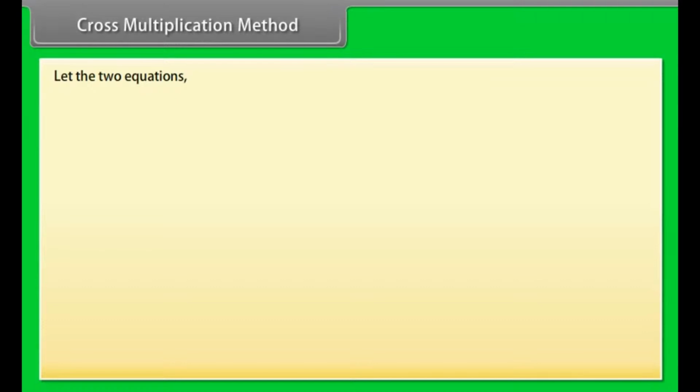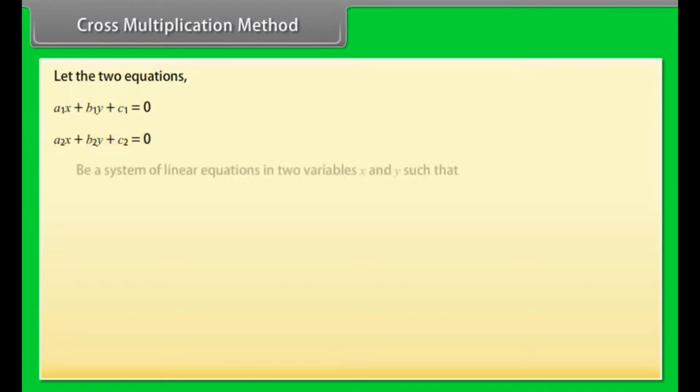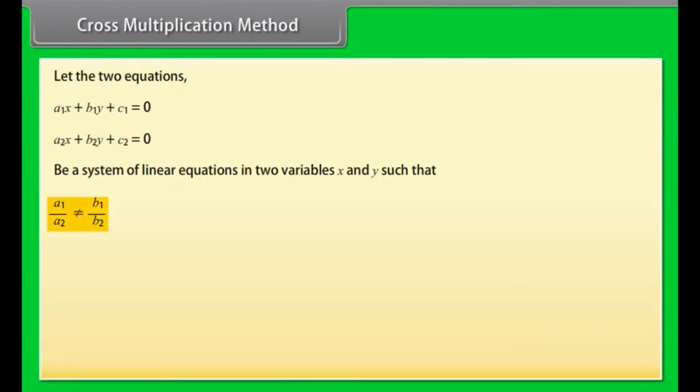Cross multiplication method. Let the two equations a1x plus b1y plus c1 is equal to 0 and a2x plus b2y plus c2 is equal to 0 be a system of linear equations in two variables x and y such that a1 upon a2 is not equal to b1 upon b2. That is, a1 b2 minus a2 b1 is not equal to 0.